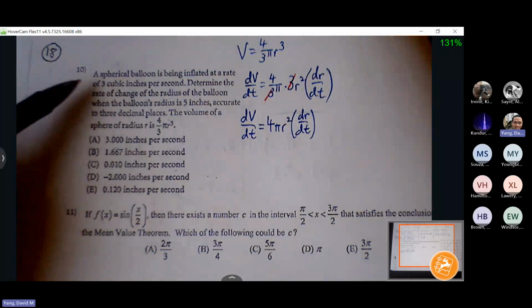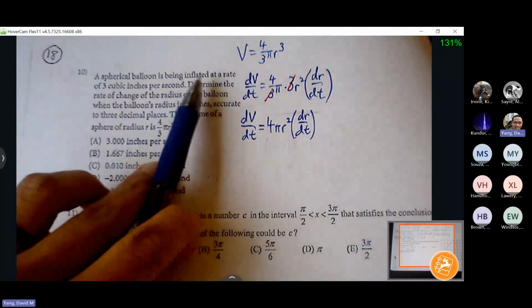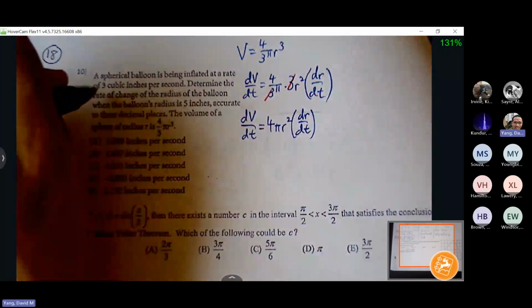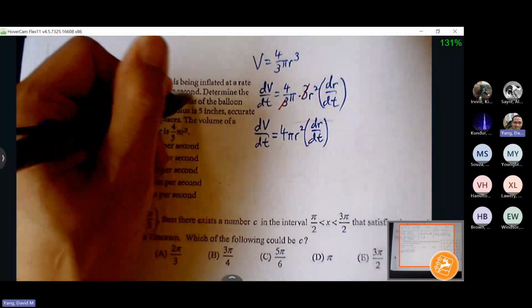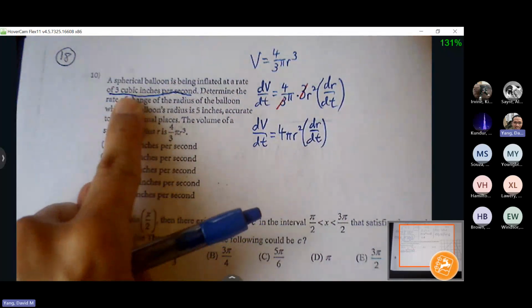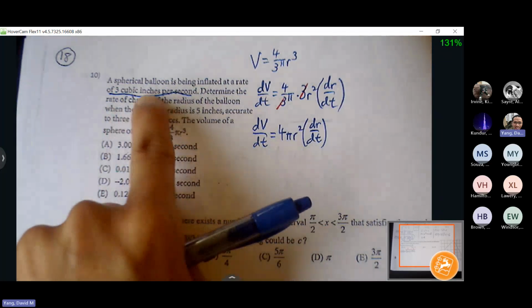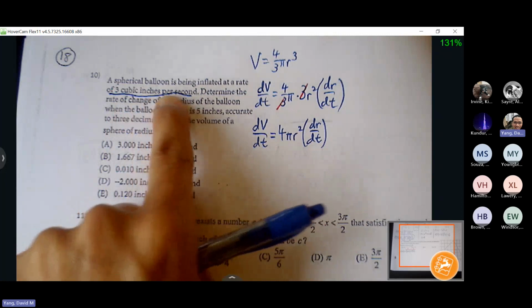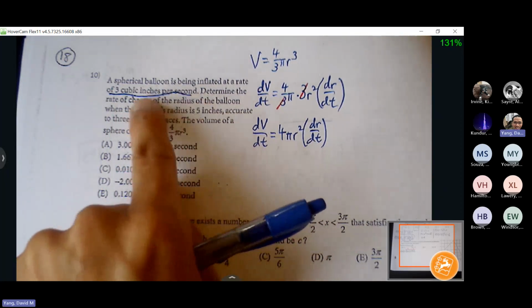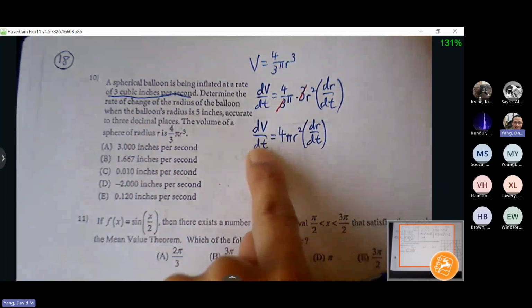All right, let's gather some information here. The balloon is being inflated at a rate of 3 cubic inches per second. What do you think that number is referring to? What variable is that referring to? dV over dt, right? You see cubic inches, you know it's got to be volume related. It's got to have a time component. So volume and time, the only thing with both those things is dV/dt.